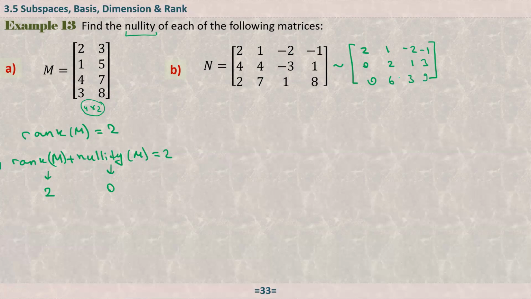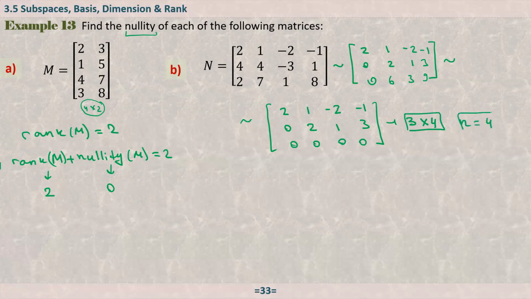Now, if you multiply the second row by -3 and add it to the third row, it will be 0. So here we will have something like this: 2, 1, -2, -1, then 0, 2, 1, 3, then 0, 0, 0, 0. Right? And we know that here it is a 3 by 4 matrix. That means we are talking about M by N, so our N is 4.